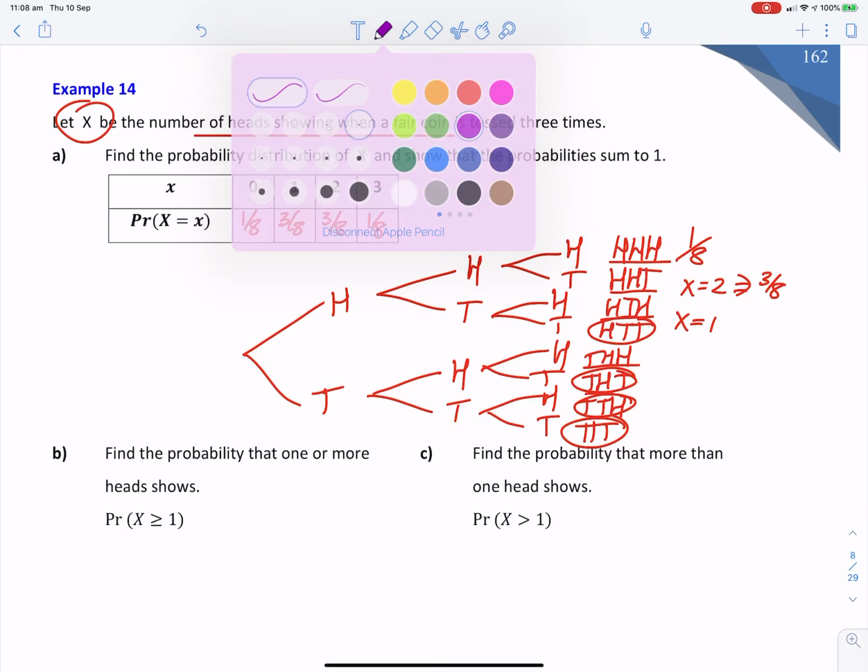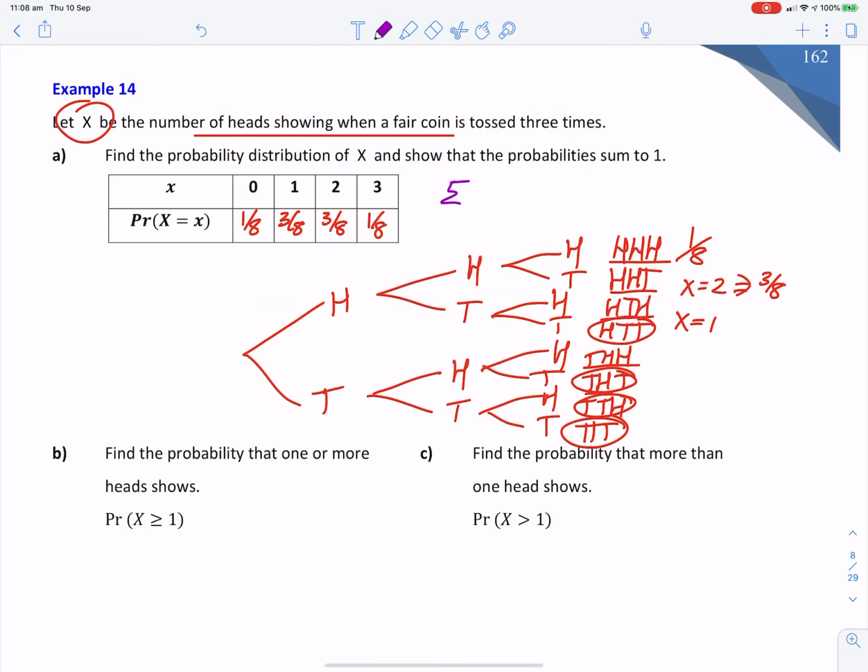If we sum them all, we get 1 on 8 plus 3 on 8 plus 3 on 8 plus 1 on 8, which is 1.